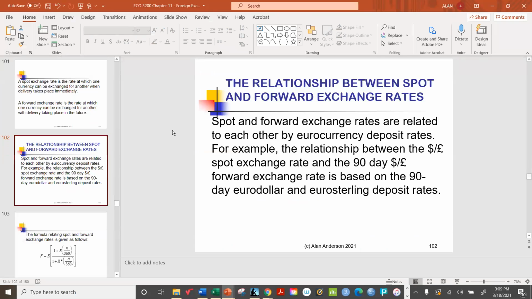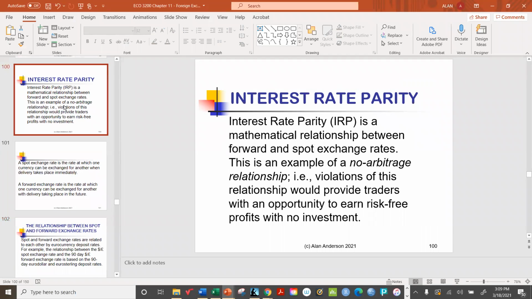But all right, so what is the exact relationship between forward and spot exchange rates? Well, the relationship we're about to look at is known in economics as interest rate parity. Whenever you see the word parity, it means that there's a balance of some kind between two factors. So this one is the mathematical relationship that holds between forward and spot exchange rates. Now, we sometimes call this a no arbitrage relationship because if it is violated, that would provide traders with an opportunity to earn arbitrage profits. So in other words, if you get a quote from somebody that is not consistent with interest rate parity, well, then you're off to the races. You can find yourself arbitrage opportunities.